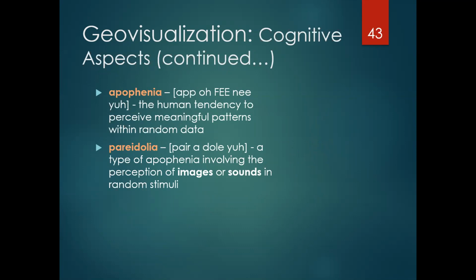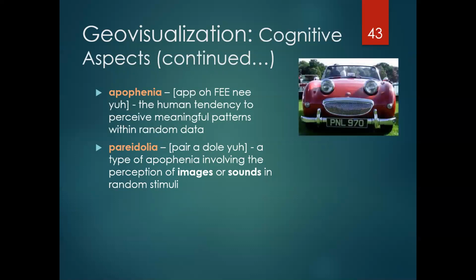The first one is called apophenia, the human tendency to perceive meaningful patterns within random data. Another word is called pareidolia, a type of apophenia involving the perception of images or sounds in random stimuli, which means that even if the pattern is not there, your brain will try to find a pattern, no matter whether it is something you want or not.